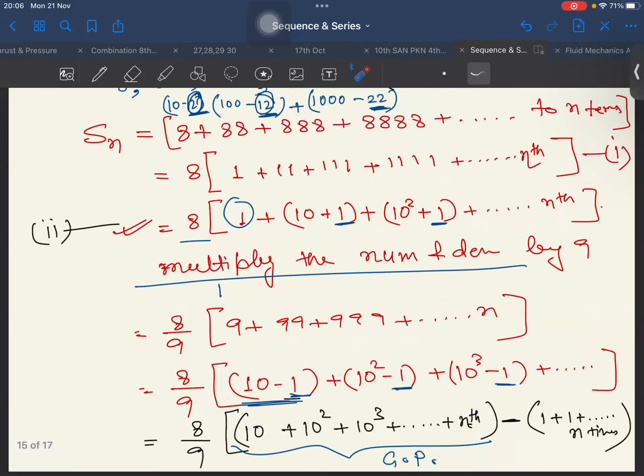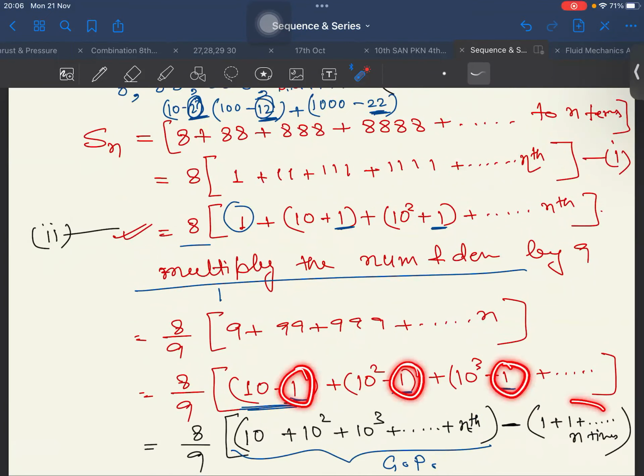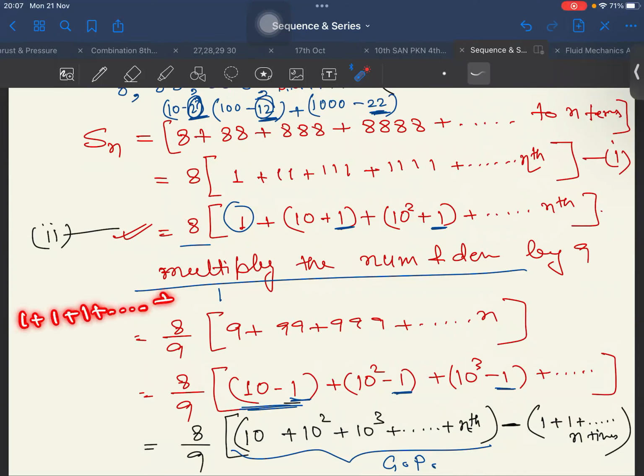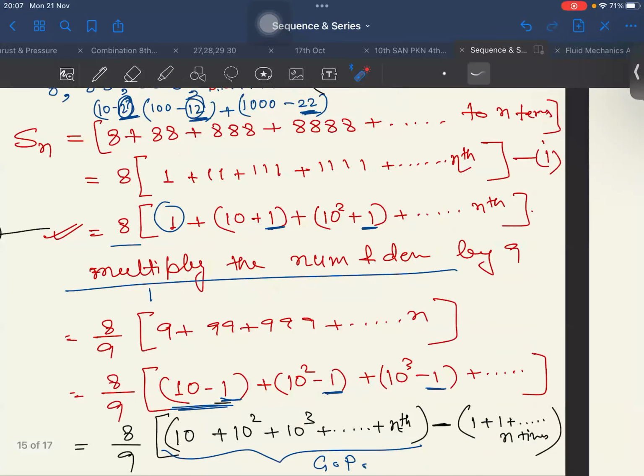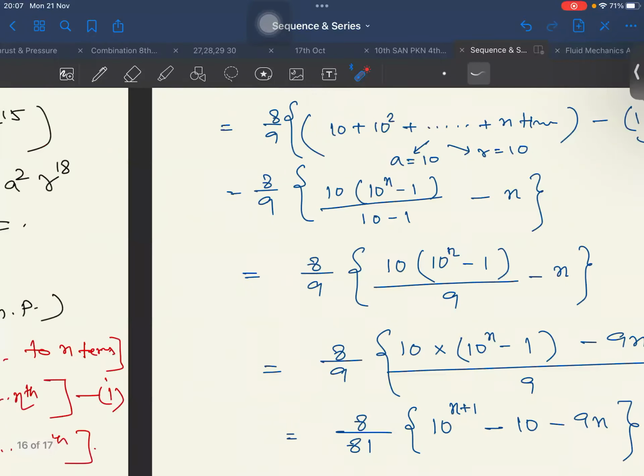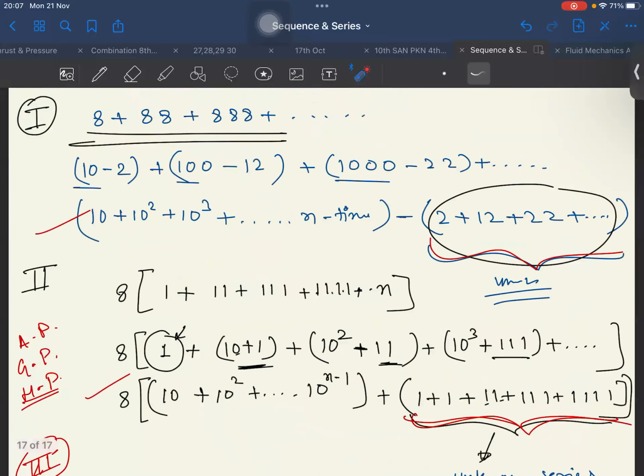So this series we know how to add. Any number is available 100 times. How will you add 1 plus 1 plus 1 up to 100 times? That means 100 into 1. So if it is n times, we will just write 1 into n. Got it? So we know how to add these, but we don't know how to add these two, this and this. You understood my point?